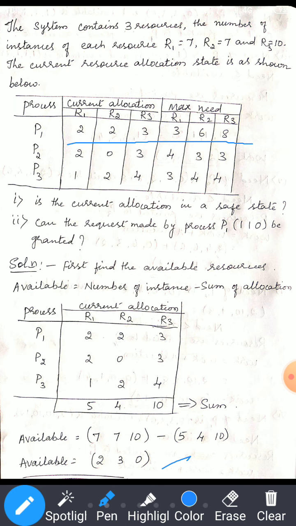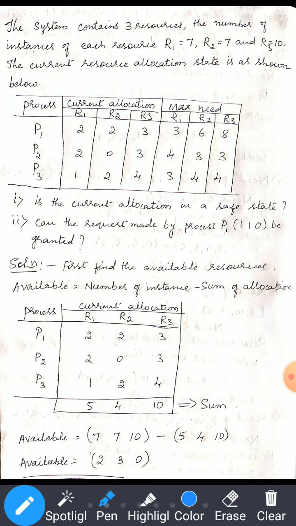I will not display that slide because you already solved two problems on that. So in the same way you calculate the safe sequence. Understood? Okay. And the second question is, can the request made by the process P1, 110, be granted? So next you have to check.